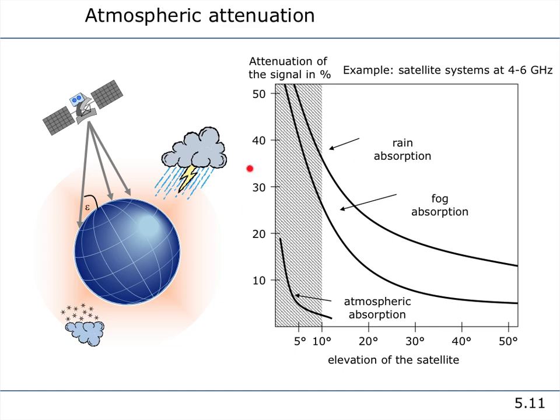And this loss is affected by whether we're talking about rain or fog or atmospheric absorption and so forth. So what we're trying to say here is that if the elevation is low, then you cannot have efficient communication.